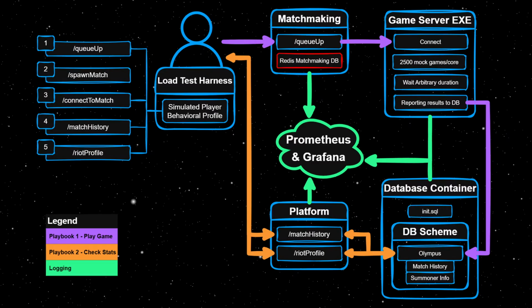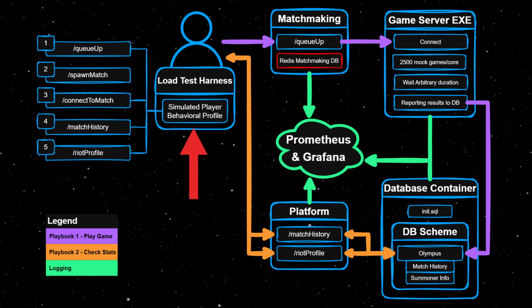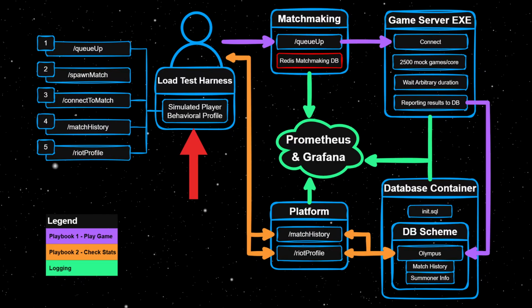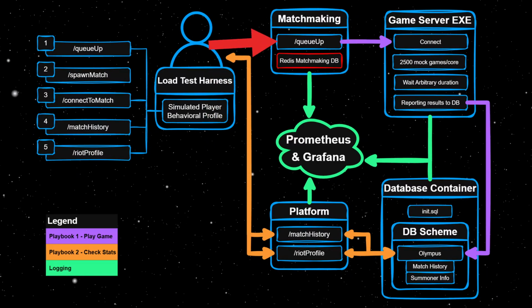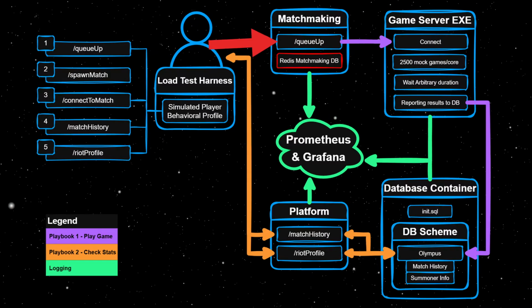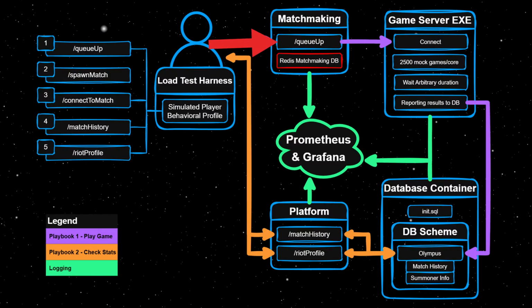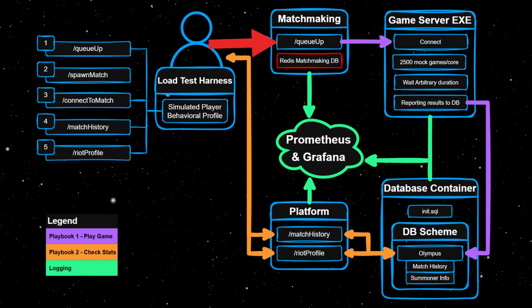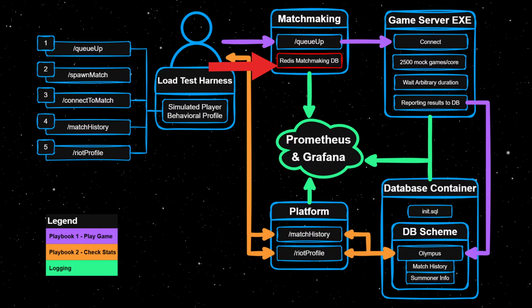In the actual simulation, I wrote a player behavior playbook that walks through some of the steps a player might take while interacting with an online game. The first is queuing up for a game. They will connect to a matchmaking service, and the matchmaking algorithm will search for other players to match them with based off their rank.